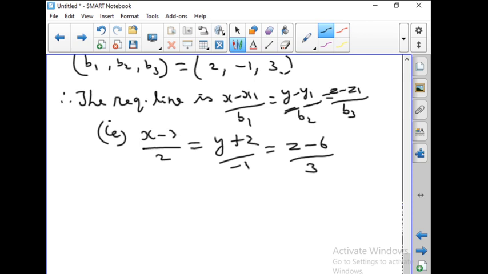Example 6.26. Now 2.6 you can take it for homework. 2.7 we will do 2.7.